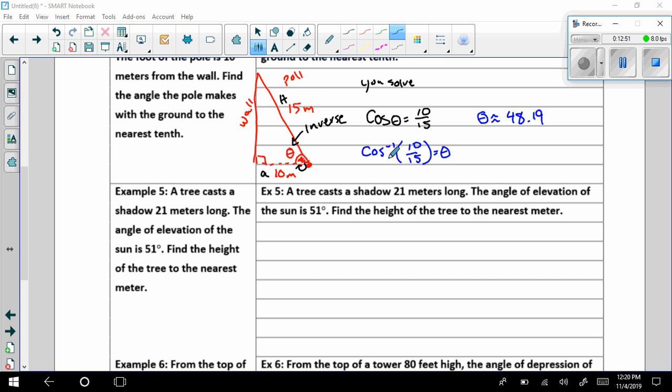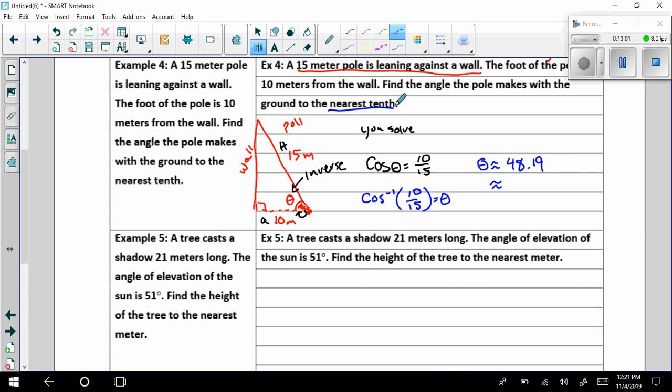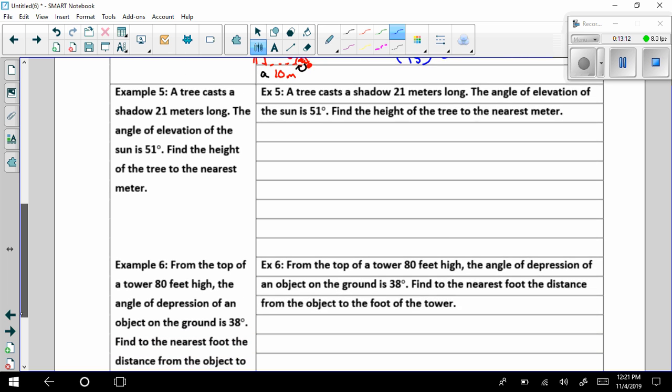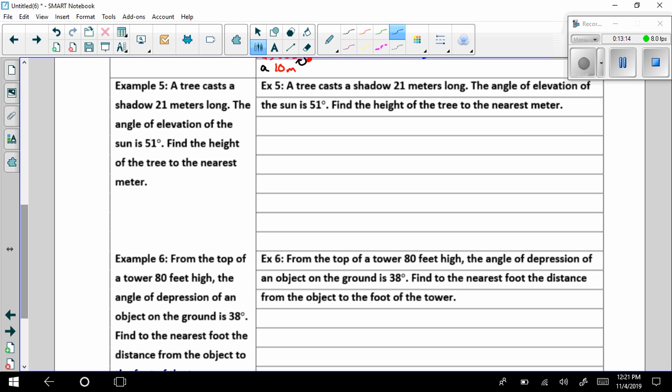Alright, so again we're using the inverse of that, so we take the inverse of both sides. Theta is approximately 48.19. It wants it to the nearest tenth, so that's going to go up, so 48.2 degrees. Alright, so again watching your labels. The last two I'm going to have you try on your own, but I want to talk about one thing real quick.